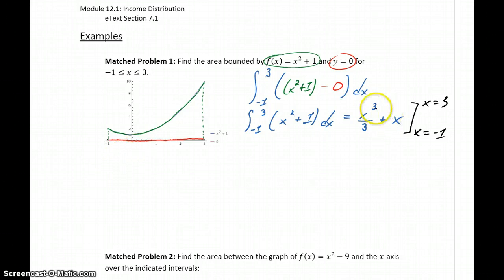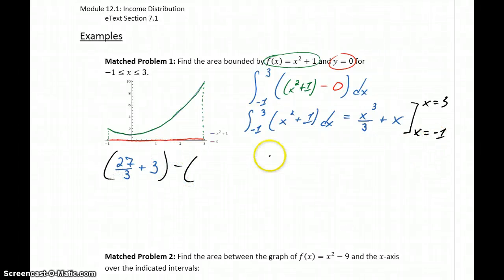So plugging in x equals 3, we'll get 3 cubed, which is going to be 27 over 3 plus 3, and then we'll subtract evaluating that function at -1. So -1 cubed will be -1 over 3 minus 1, which will give us a final result of 40/3.